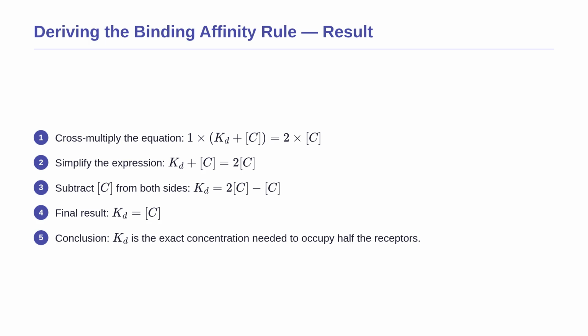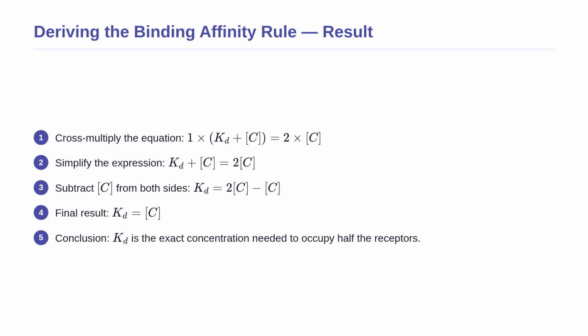Continuing our derivation, we cross-multiply the fractions. 1 times the denominator gives us Kd plus C, and 2 times the numerator gives us 2C. This leaves us with a very simple linear equation. We subtract C from both sides to isolate Kd. The result is Kd equals C. We have just proven a fundamental rule of biochemistry.